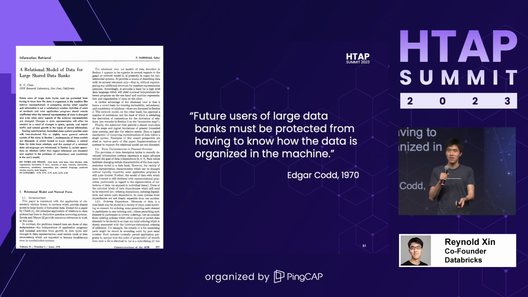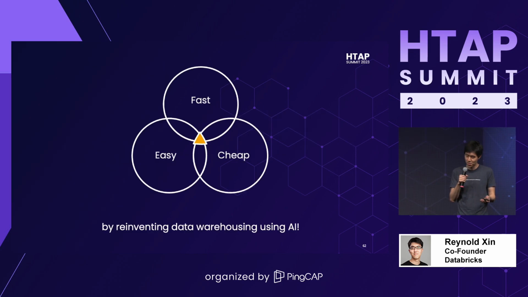And once we do that, we might finally be able to realize Codd's vision, which is that the users of large databases must be protected from having to know how the data is organized in the machine. And to broaden it with my own interpretation: database systems need to be fast, easy, and cheap. And we can do that with AI.